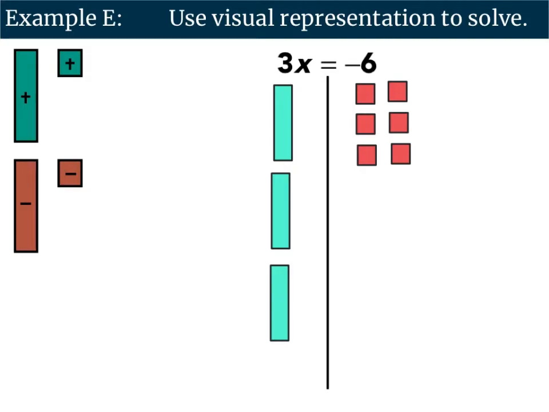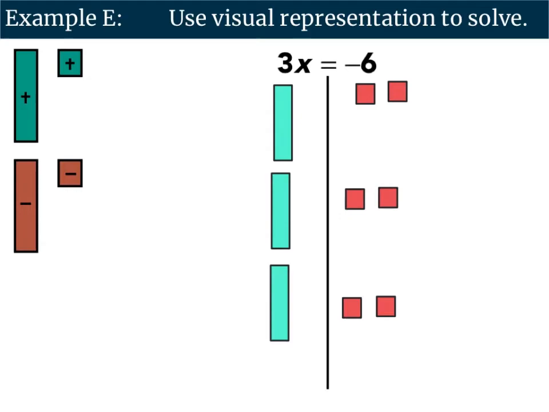So I have to divide both sides by 3, or I have to divide that group of negative 6 I have into 3 different groups. So I'm going to take my 3 and my negative 6 and divide them so that I have an equal amount in each group of the x's. So for the bottom one, I'm going to give that 2.